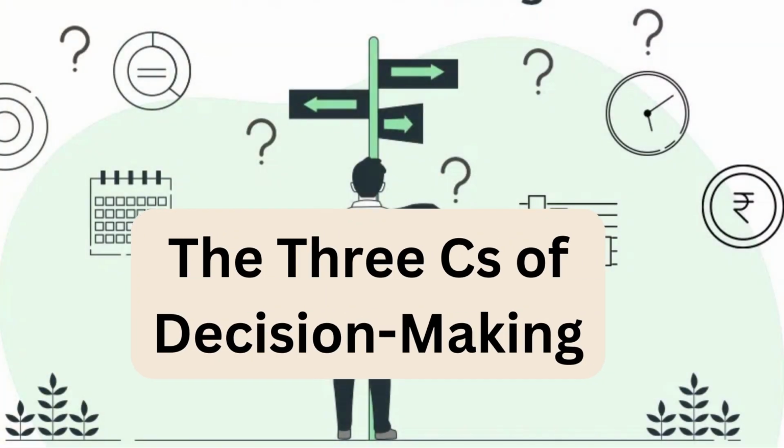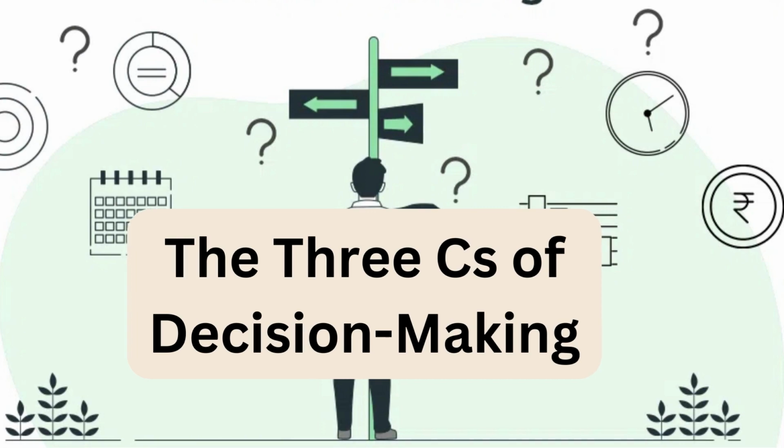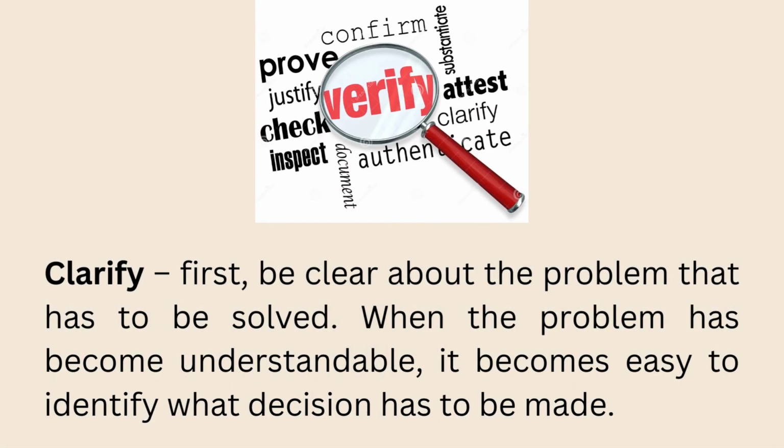Here are a few known strategies that will help you in decision-making. The 3 C's of decision-making: Clarify. First, be clear about the problem that has to be solved. When the problem has become understandable, it becomes easy to identify what decision has to be made.